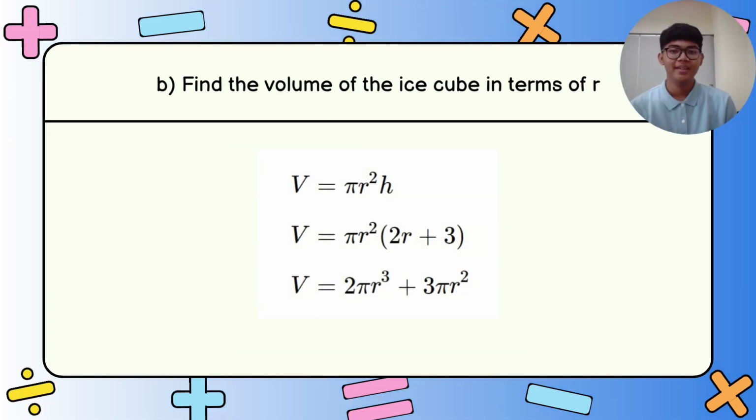For question B, the question states: find the volume of the ice in terms of r. As we know, the formula for the volume of a cylinder is πr²h. The next step is we need to eliminate h by substituting the height of the cylinder, 2r plus 3. And the final step, we find that the volume of the ice in terms of r is 2πr³ plus 3πr².